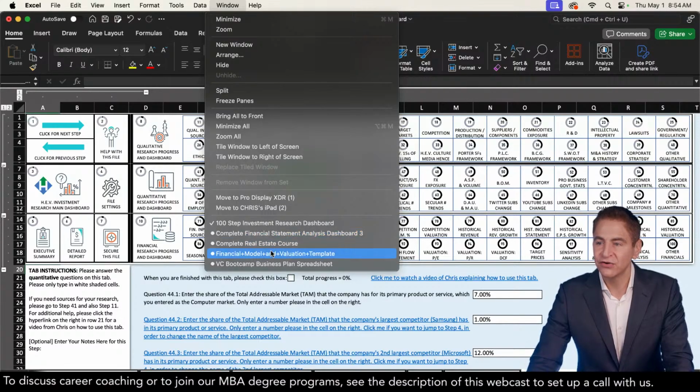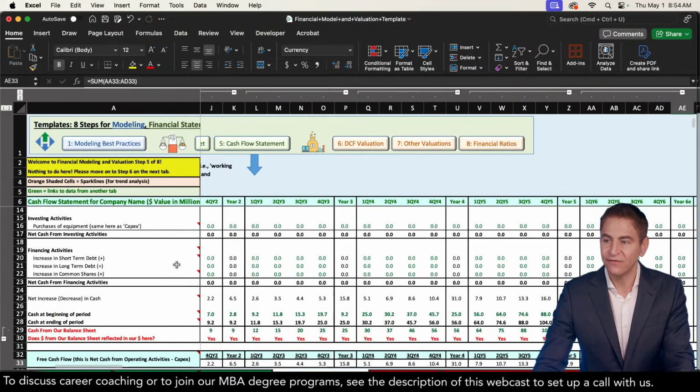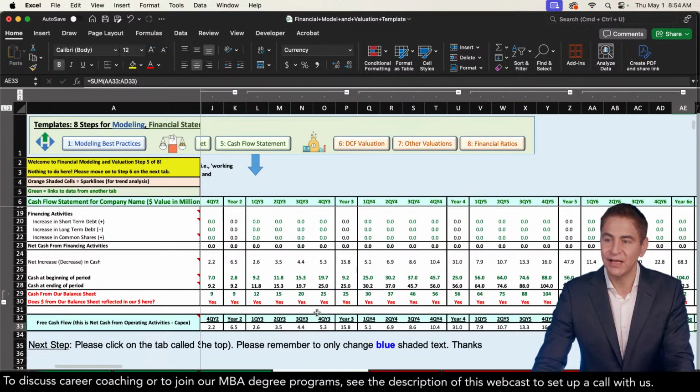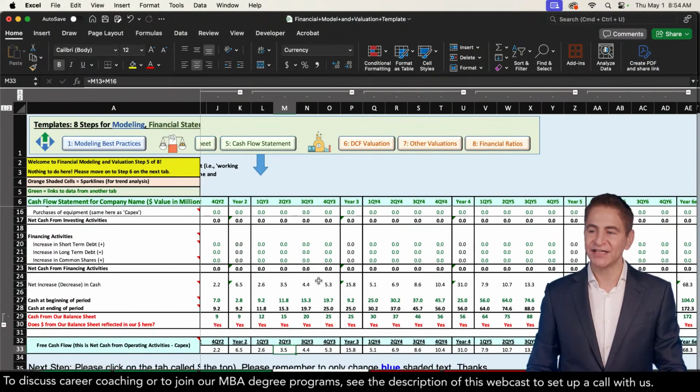Okay, so the way discounted cash flow works is you're going to get free cash flow for each year. Now, free cash flow you get from the financial statements. Free cash flow is cash flow from operations minus capex.